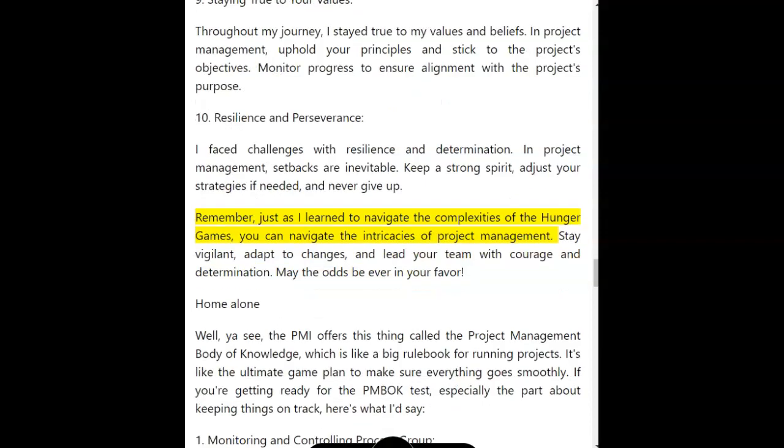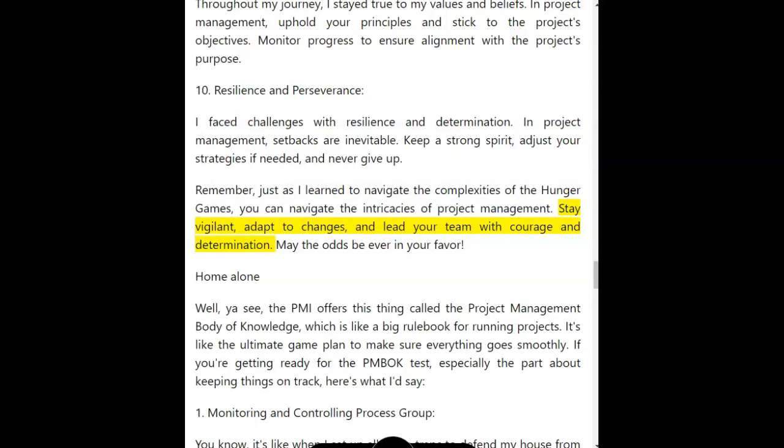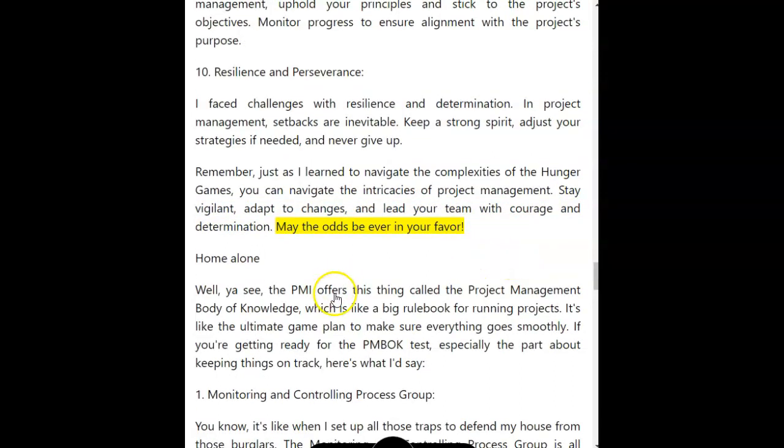Remember, just as I learned to navigate the complexities of the Hunger Games, you can navigate the intricacies of project management. Stay vigilant, adapt to changes, and lead your team with courage and determination. May the odds be ever in your favor.